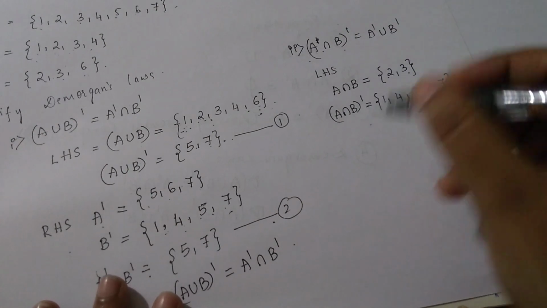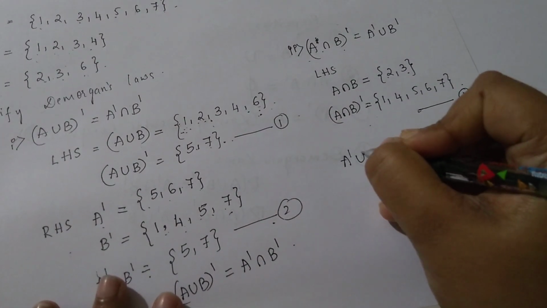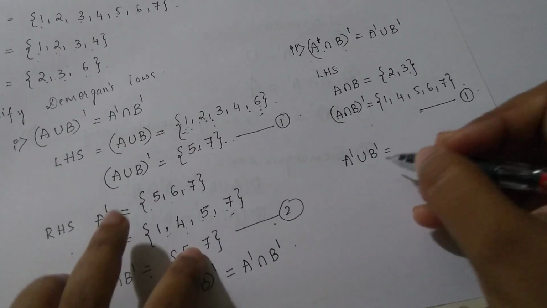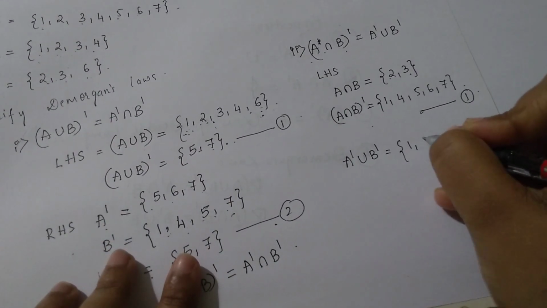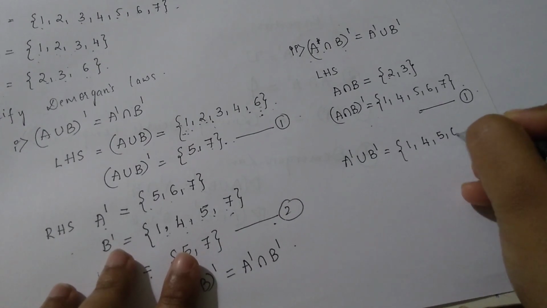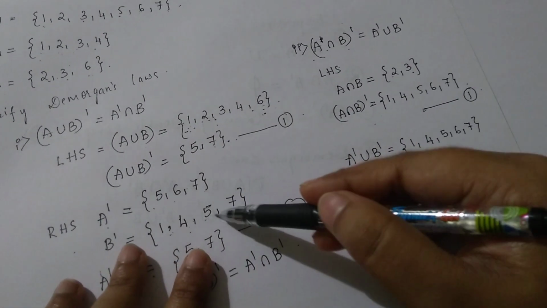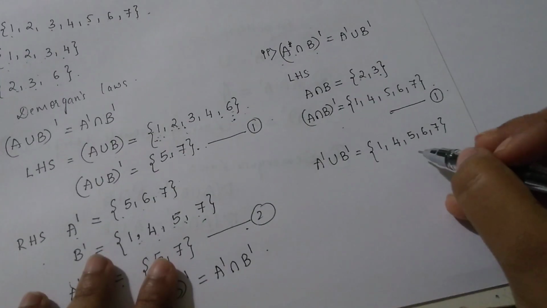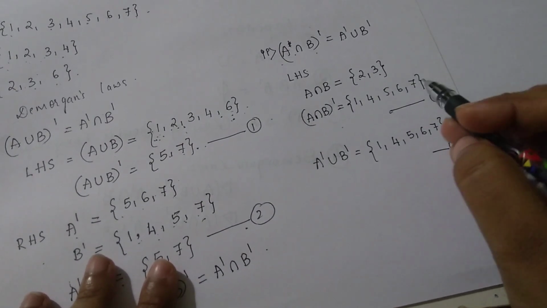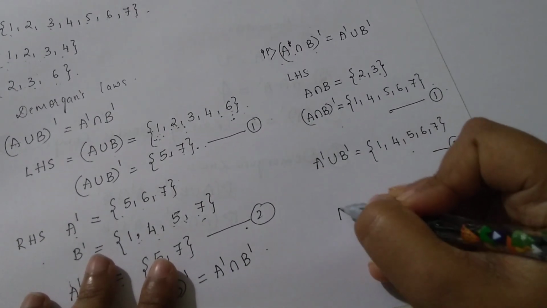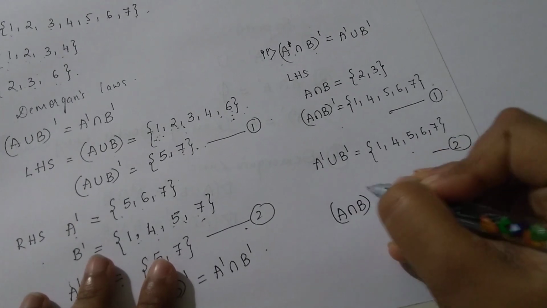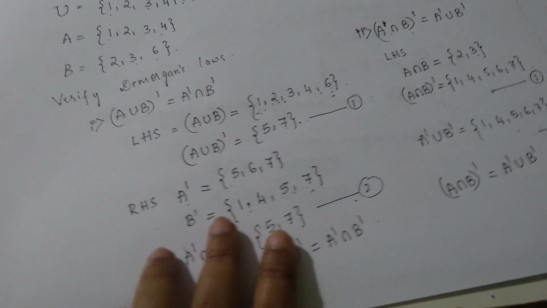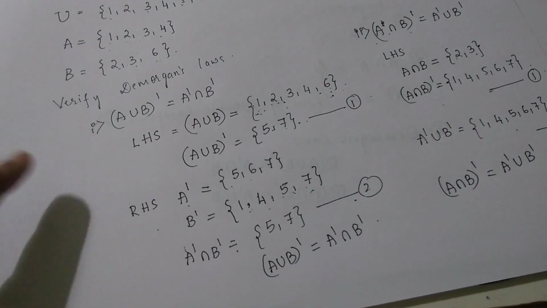Next, A dash union B dash you have to find. Already you have found what is A dash and B dash. Unite this, that is union, you have to find 1 4 5 6 7. So union of this is 1 4 5 6 7 without repeating the elements. Now compare these two equations. Are they equal? So A intersection B whole dash is equal to A dash union B dash. So this is how we are going to prove De Morgan's law.